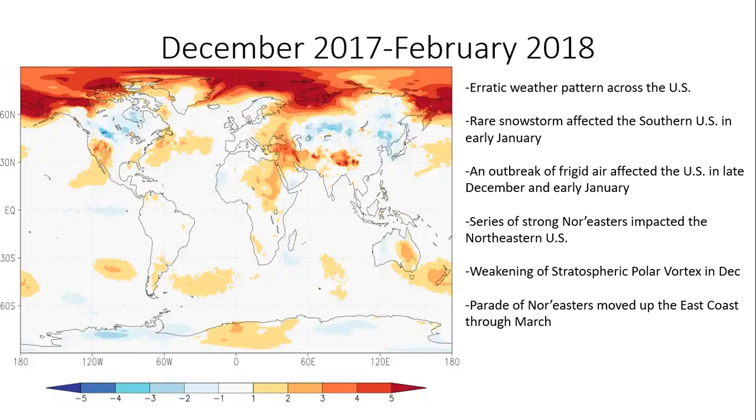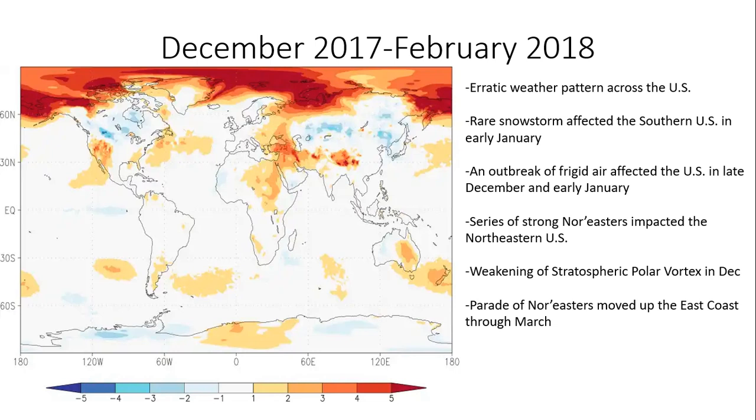An outbreak of frigid air affected the U.S. in late December and early January. That really set the table. If you want a good snowstorm across the mid-Atlantic, you want some frigid air to really lock itself in place prior to a storm arriving from the southwest with that moisture.